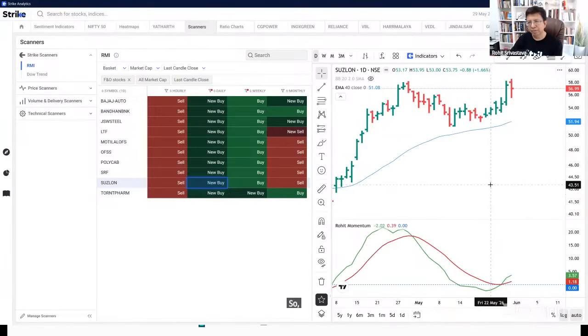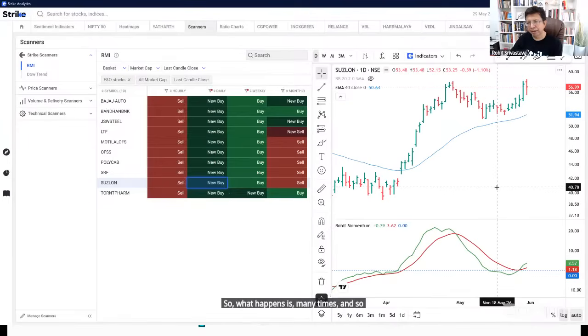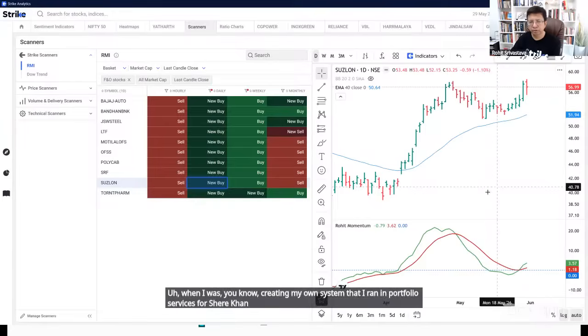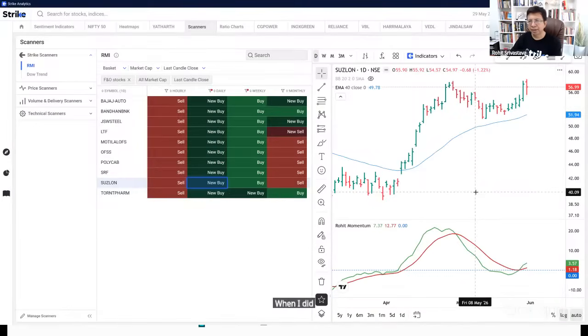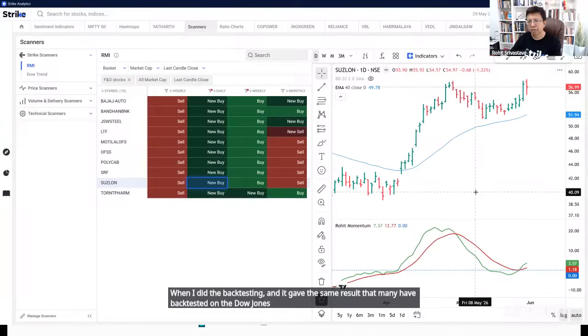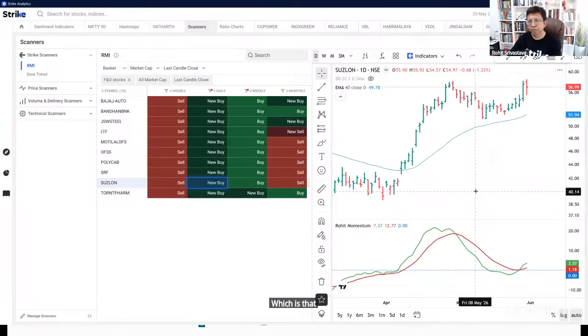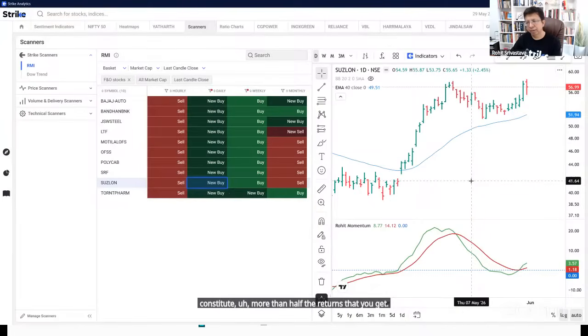So what happens is many times, and this is a back test that I did when I was creating my own system that I ran in portfolio services for Sherkhan many years ago. When I did the back testing, it gave the same result that many have back tested on the Dow Jones as well, which is that overnight gaps constitute more than half the returns that you get from an index if you buy and hold. That's what the statistic shows running it on the Dow.